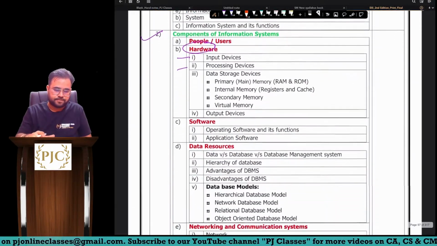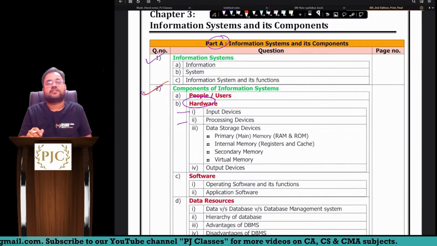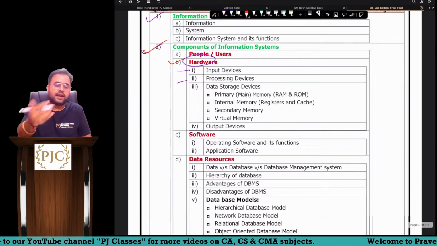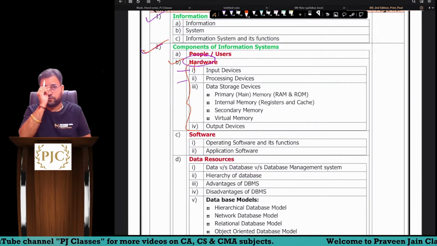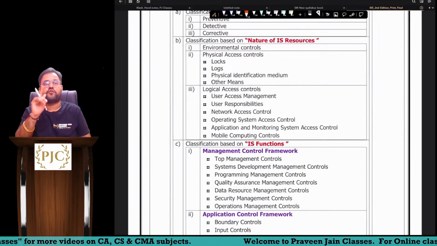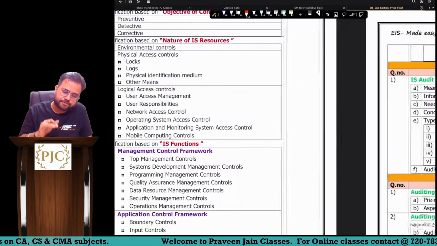So you can see again you have components of information system as a part. Under that, hardware is a subpart. Under hardware, these are the topics which you have to study. So this is how the material has been drafted. So this was the first unique feature: a master index is provided in the material.